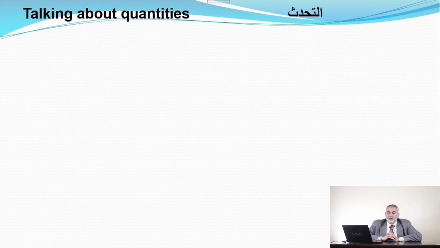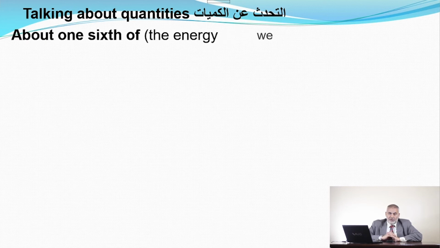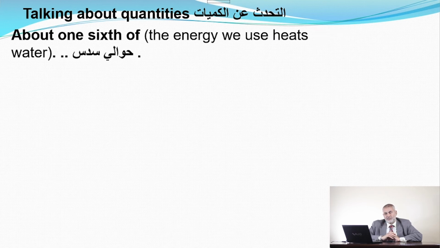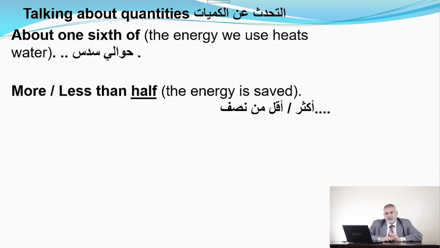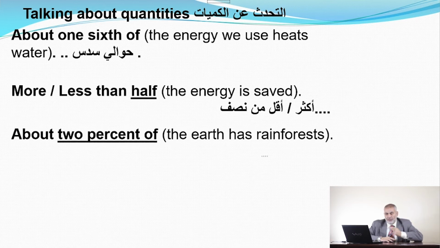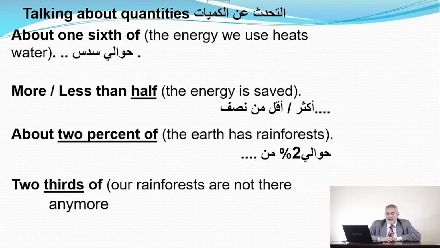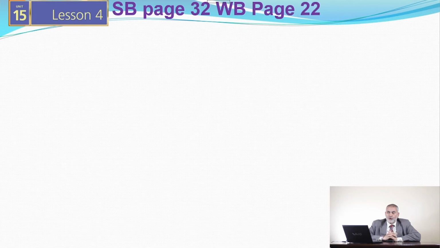So, talking about quantity is a language function in this unit. How do we talk about quantities? I can use something I'm not sure about: about 1/6 of this thing, the energy we use heats water. Or use more or less: more than half or less than half, the energy is saved. About 2% of the earth has rainforests. Or 2/3 of our rainforests are not there anymore. Listen for Student Book page 32, Workbook page 22.